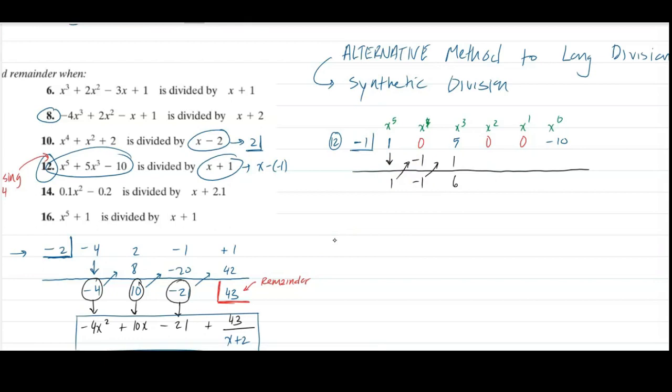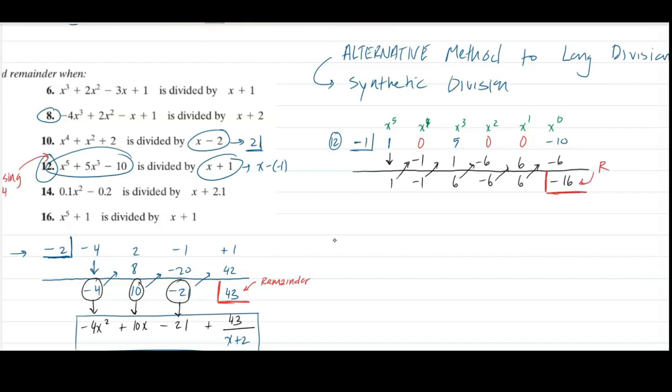Now 0 add negative 1 gives you negative 1, and then negative 1 multiplied by negative 1 gives you positive 1, so what goes back up here is a positive 1. Now 5 plus 1 is 6. 6 times negative 1 is negative 6. 0 plus negative 6 is negative 6. Negative 1 times negative 6 is positive 6. 0 plus 6 is 6. Negative 1 times 6 is negative 6. And so we come to the end of this as well. Negative 10 plus negative 6 is negative 16. Remember to always put a box right over there because that represents what? It represents the remainder.